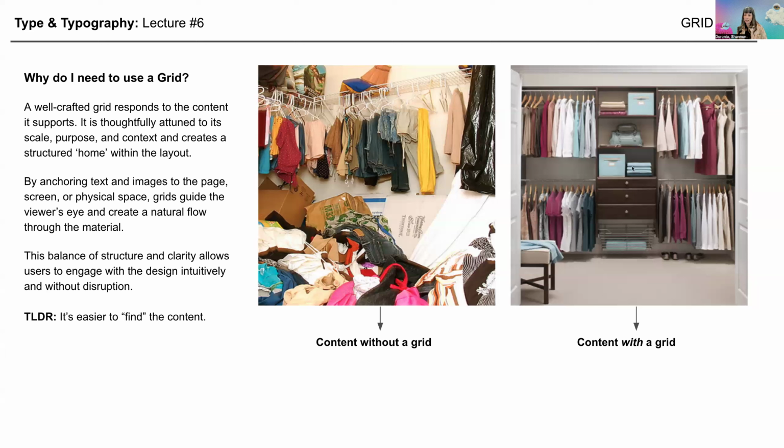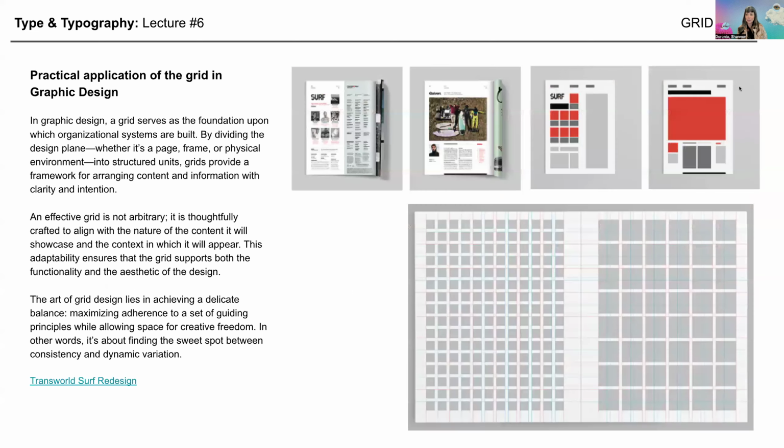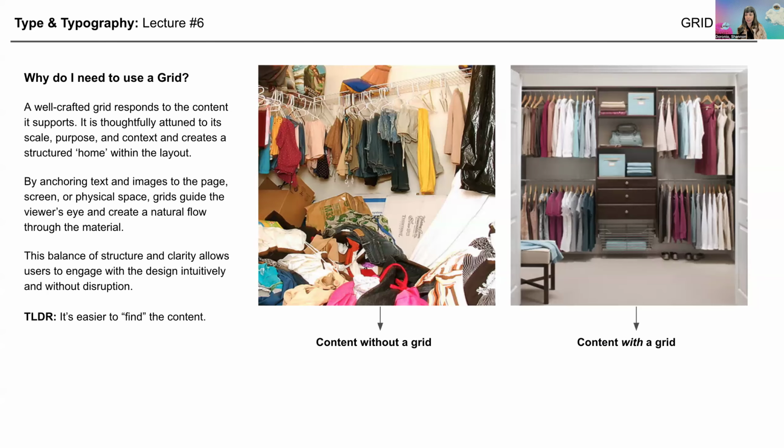But then if we head over to this closet, this grid, we see space broken up into units in a way that considers the content that this space must hold. So we see columns and racks that consider what is the average length of a shirt or dress and pants. We have smaller units down the middle that can hold smaller pieces of content, right? So this is content without a grid. This is content with a grid. A well-crafted grid responds to the content it supports. It's thoughtfully attuned to scale, purpose, and context.